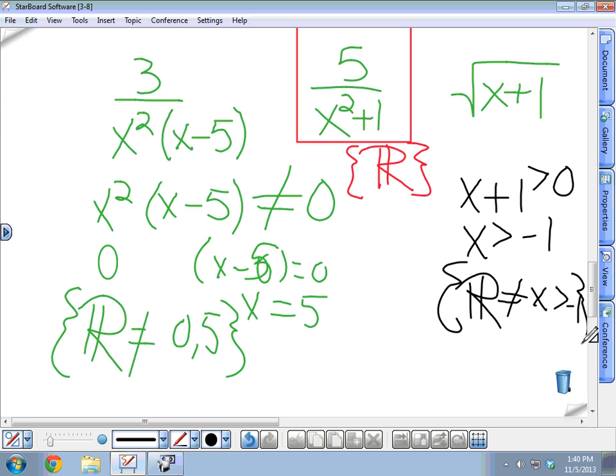Can you see if I have a negative 4? Negative 4 plus 1 is negative 3. You can't get a square root of a negative number. No number times itself is going to give you a negative number. So that's why when you have square roots, this can't be negative. And I'm sorry about the writing here, it was cramped at the end. The domain is all real numbers where x is greater than or equal to negative 1.